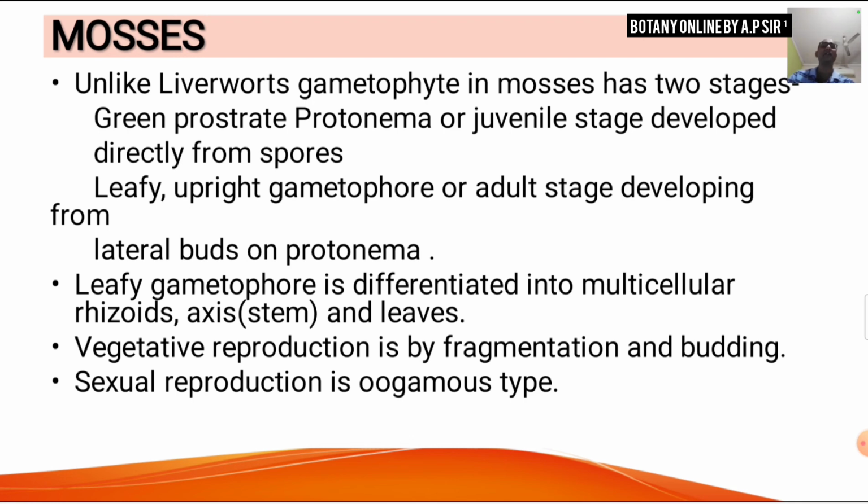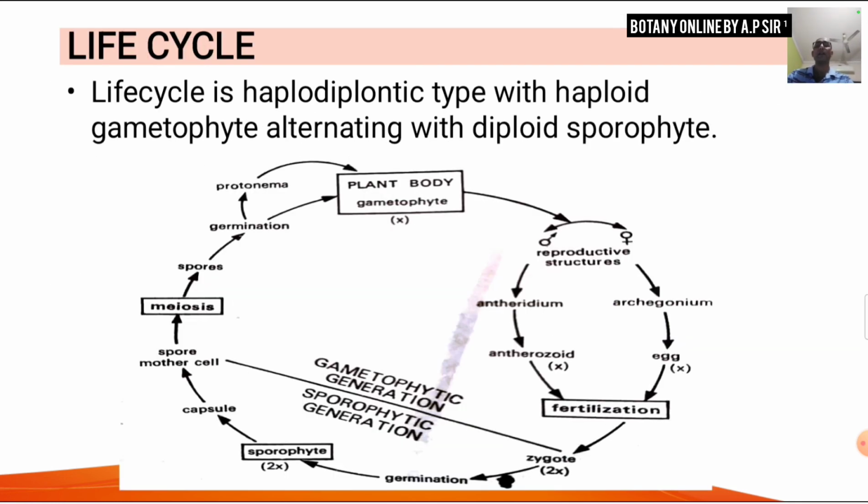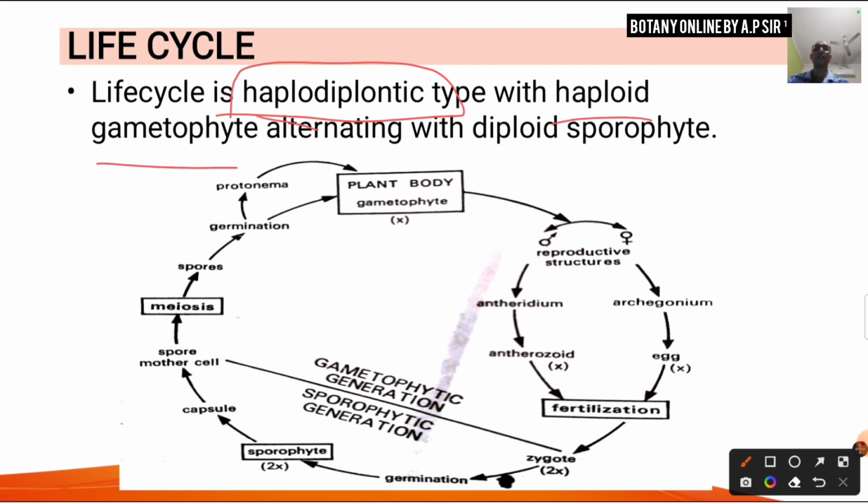Now, let us see the life cycle of bryophytes. You know that as far as bryophytes are concerned, the life cycle is haplodiplontic. That means it has a haploid phase as well as a diploid phase: a haploid gametophytic phase and a diploid sporophytic phase. Remember, the most important thing is that the plant body is the gametophyte, which is haploid in nature. Got it? Now, let us see the diagram.